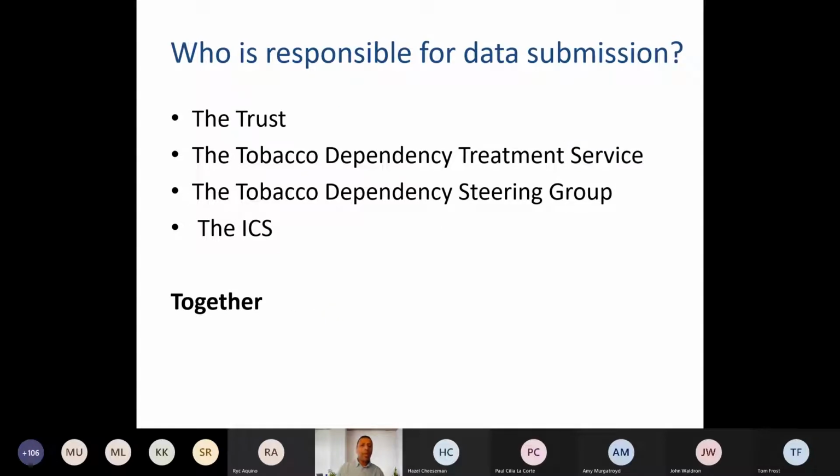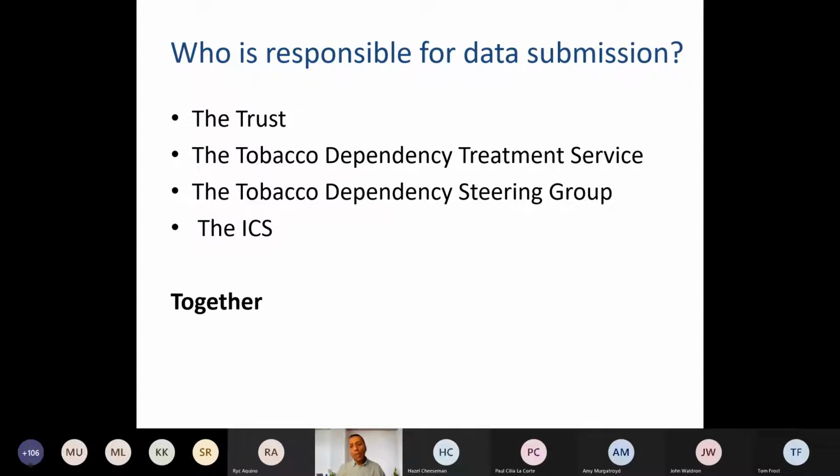So I've put some FAQs of mine together that I thought some of you may or may not be thinking, and try to answer them. Probably the first one is, who is responsible for data submission? And I would imagine everybody on this call is sitting on their hands saying, not me, not me. And I can see why. But actually, it is a collective responsibility. So the trust that you're working in or working with has a responsibility to submit this data.